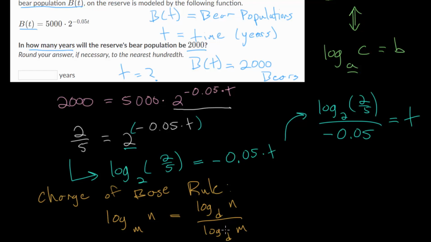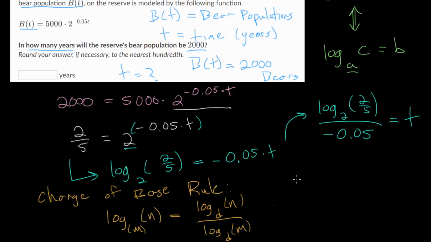And usually you're going to change it to base 10 or base e, since many calculators will have those as buttons you can use. And the numerator of our quotient here will have its input be the original input of your logarithm that you started with. And the denominator will have as an input the base of the original logarithm.